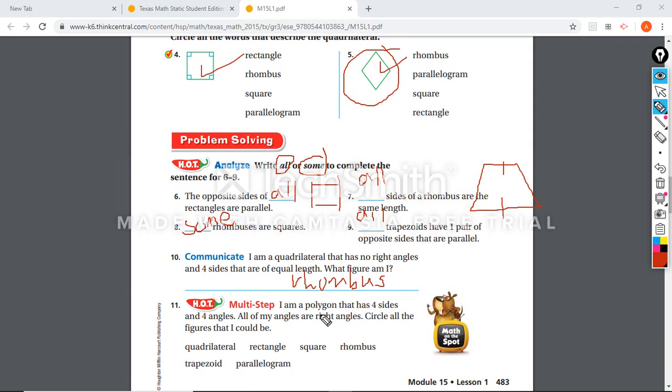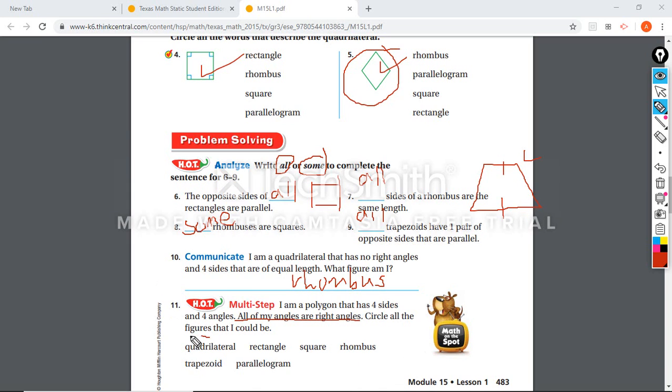The next one: I'm a polygon that has four sides and four angles. This is the key right here: all my angles are right angles. Circle all the figures that I could be. Well, we know it has four sides. All of these have four sides, but not all of these have all right angles. Which one does not have all right angles? Well, we just drew it right here. This one does not have right angles. This is not a right angle, and this is not a right angle.